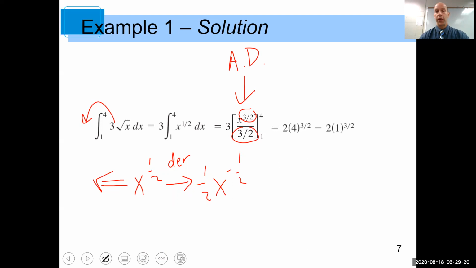And that's going to give us 2 times the quantity 4 to the 3/2. So this is the b value, that b value of 4. And then, of course, here's the a value of 1. And so our answer here is 14. So that's the process of evaluating a definite integral using FTC.